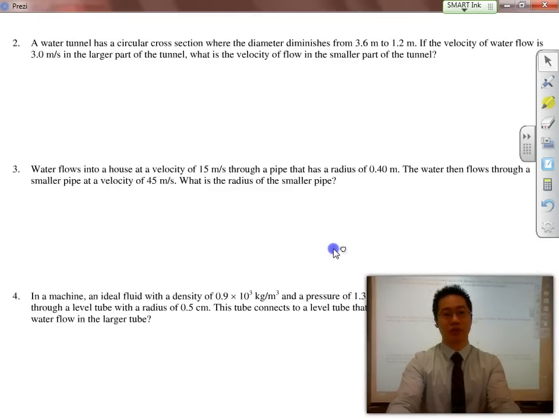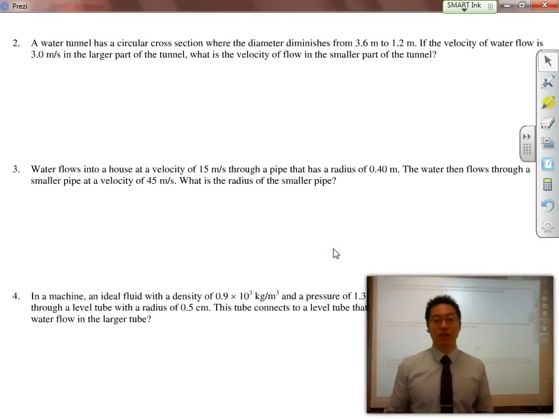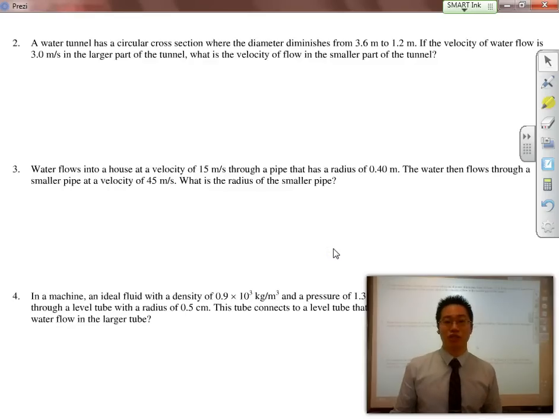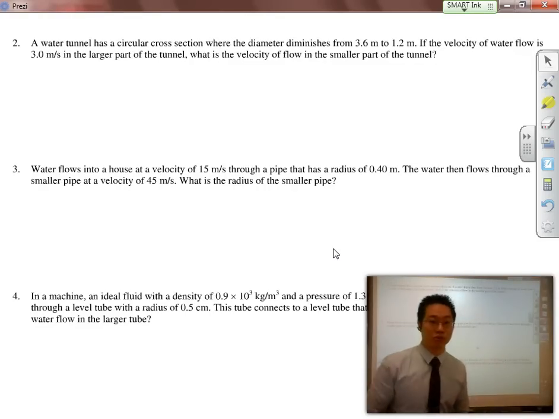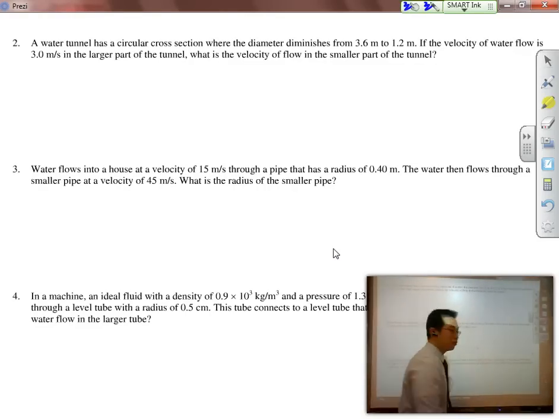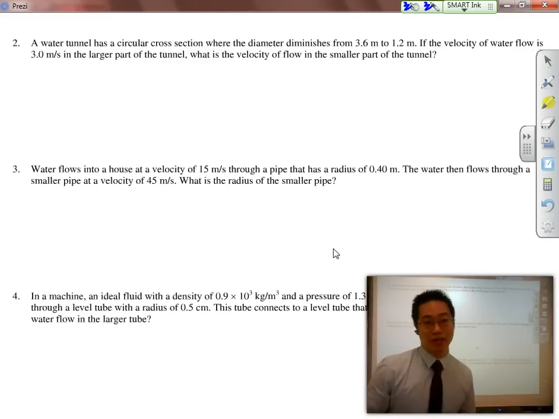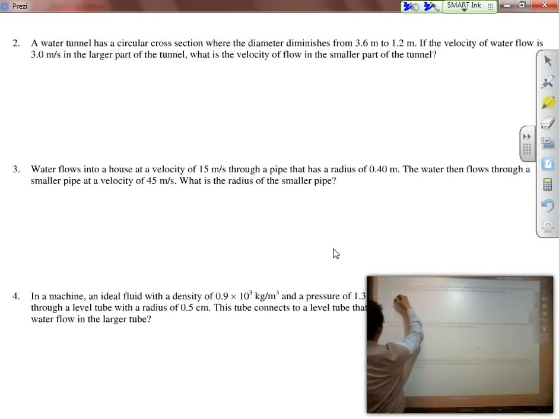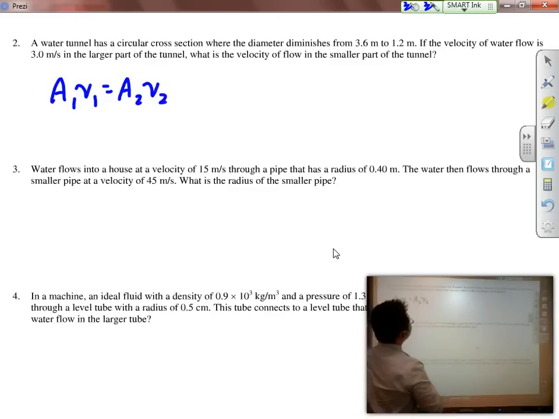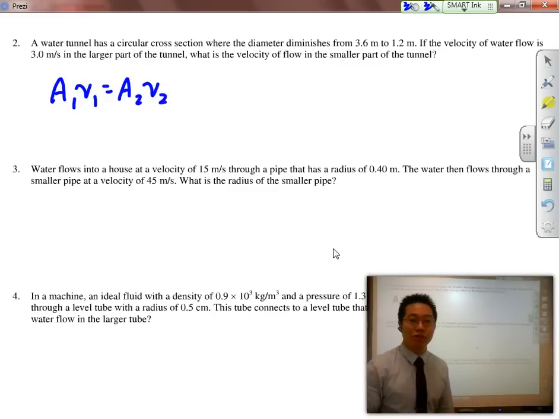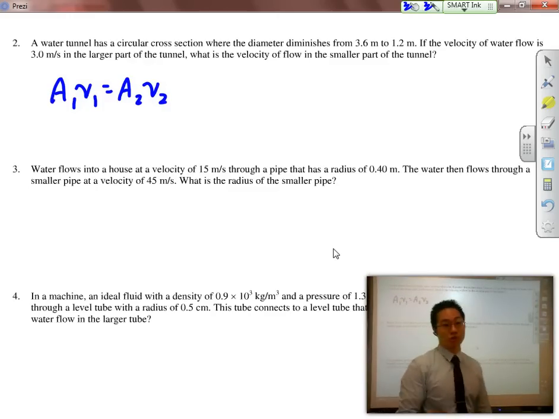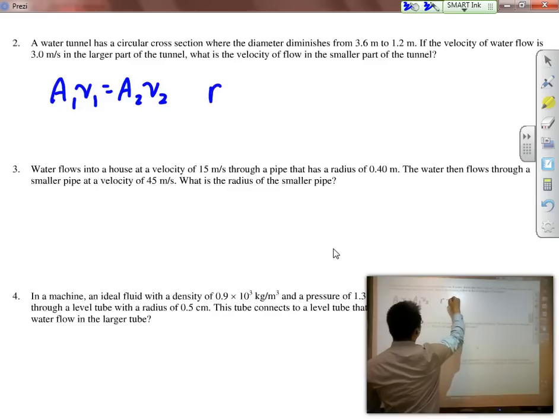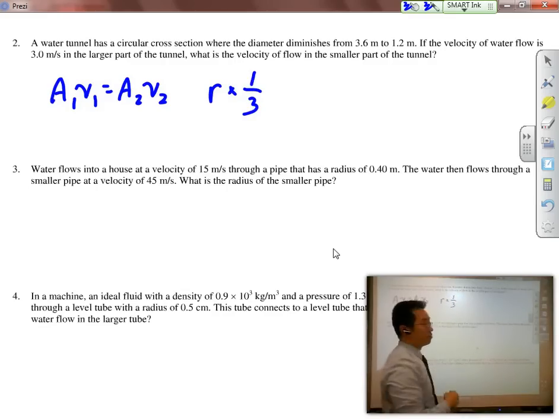Okay. Now in this case over here, the diameter diminished from 3.6 to 1.2 meters. Okay, I'm going to do this without even doing my calculations. I mean, I could use A1V1 equals A2V2, but I know that overall, if the diameter is 1/3, that means the radius is 1/3 as well. So radius is 1/3 the value of before.